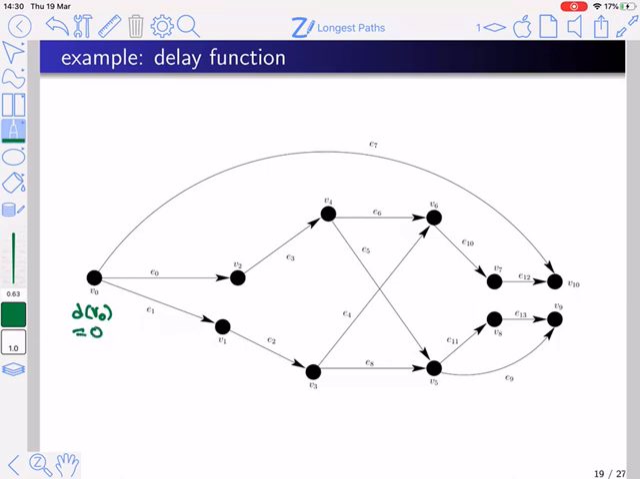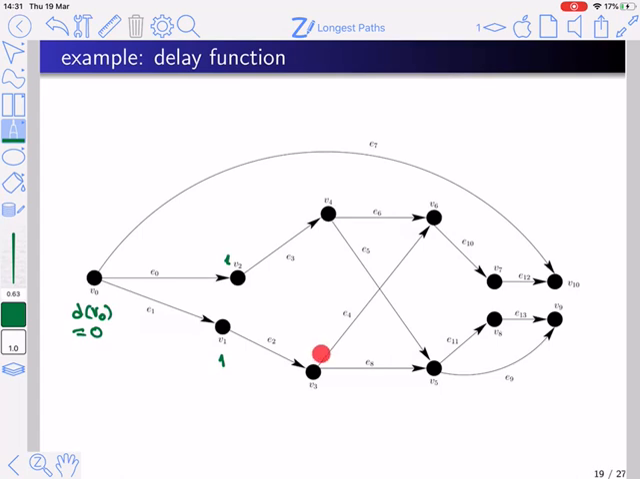Good. Now we look at V1. V1 has in-degree 1. Every path that ends in V1 has to come from V0. A longest path that ends in V0 has length 0. So after adding this edge E1, a longest path that ends in V1 would have length 1. The same argument works also for V2, because there's a single edge that enters V2, again from V0. So we can write here 1.